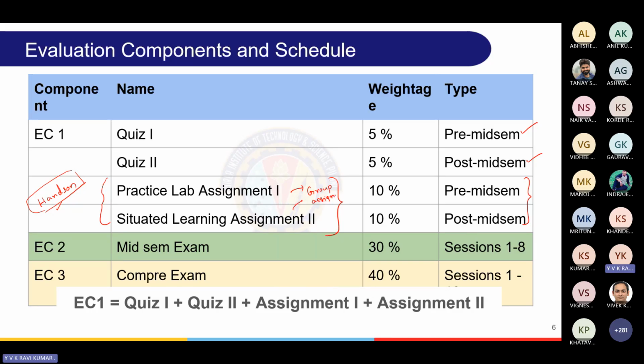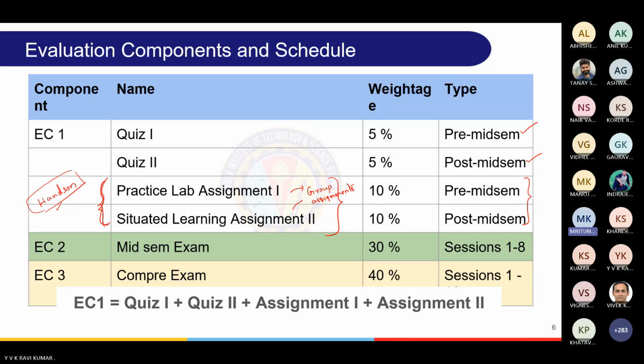I hope I already heard this from a previous morning session, or some other courses. So group assignment is what we insist on. The reason here is collaborative learning, and also time is a constraint. So 2 to 3 people sit together, work on a problem statement, and submit it as a group assignment. Okay.